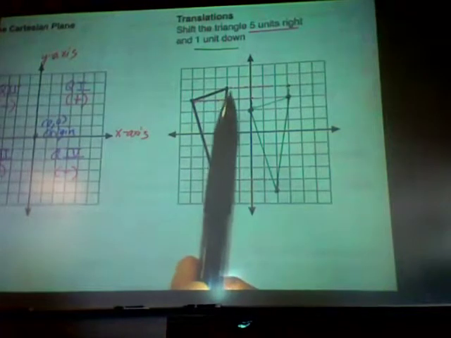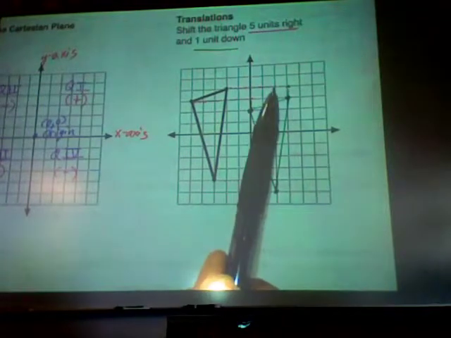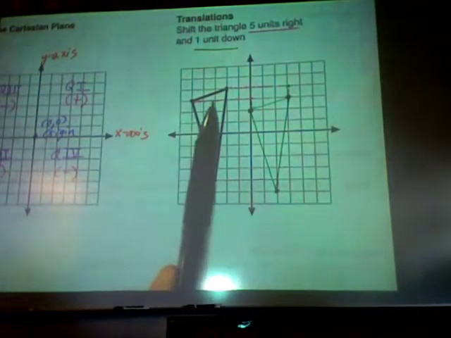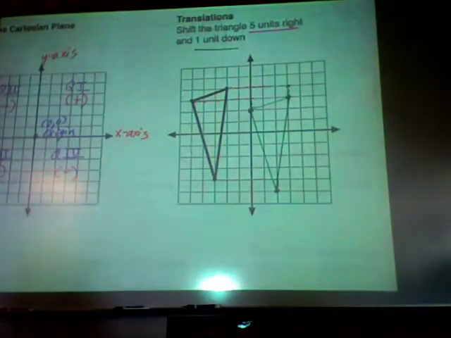Well, look at this point here. How far is this point from the y-axis? 2. So you would want this point, its reflected point, to be 2 on the other side of that y-axis. So that point would go there. This point is 5 away, so it would be 5 away over here. And so you would reflect each point manually that way. Could you do it algebraically? Absolutely.